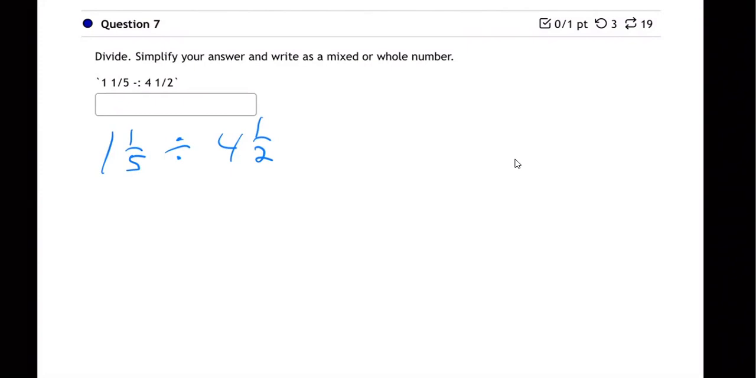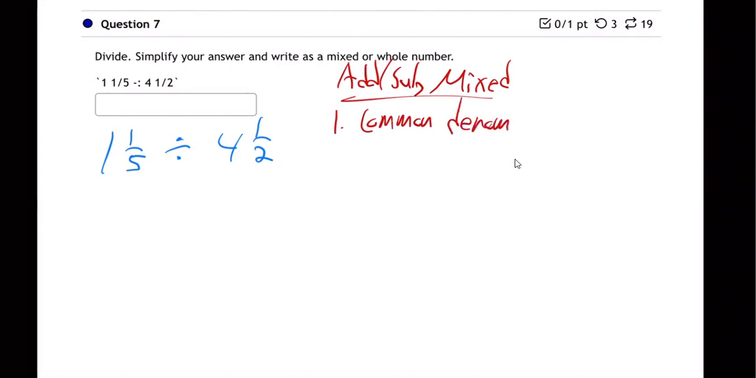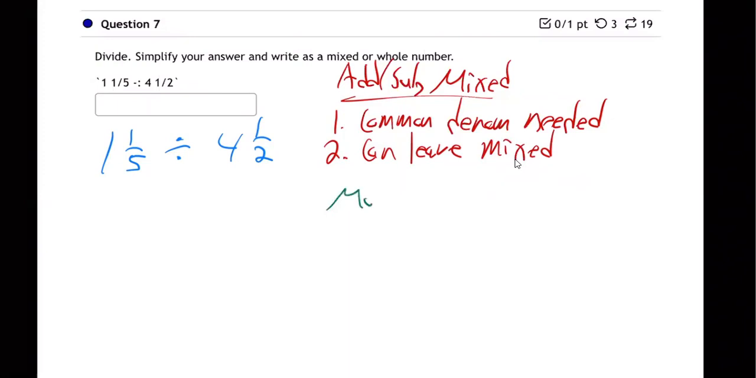Well, again, like those instructions I just gave you, let me write it again real quick. It's worth it one more time. When you're adding or subtracting mixed numbers, what does that mean? I know we're not adding or subtracting, but I'm giving you both sets of instructions for clarity. Number one, if you're adding or subtracting, a common denominator is needed. Step two, you can just leave them mixed. But if you're multiplying or dividing mixed numbers, like we are, that's what our problem is.